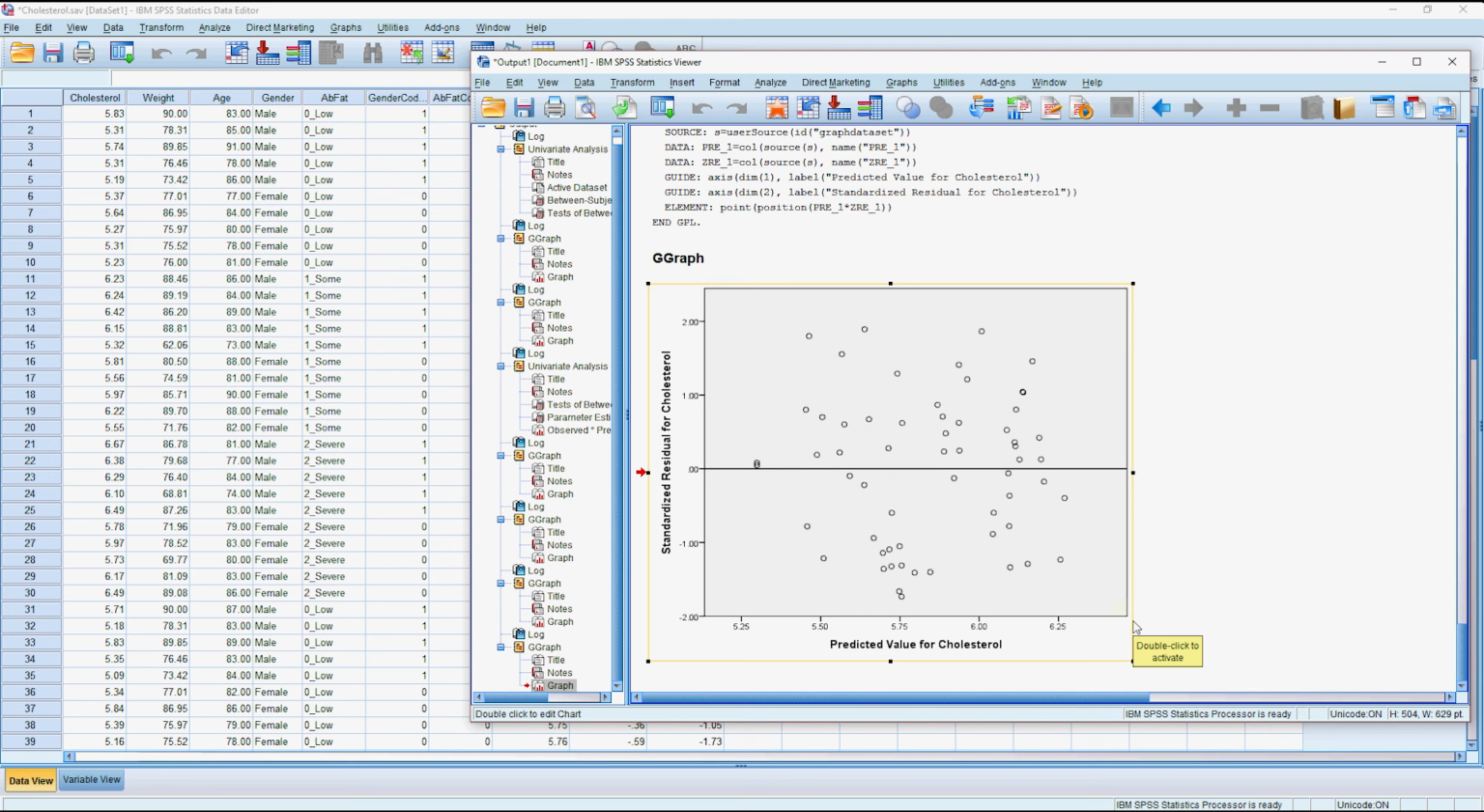So that's our basic model with just weight and age, and in the next video I'll have a look at adding in our factors, gender and abdominal fat.